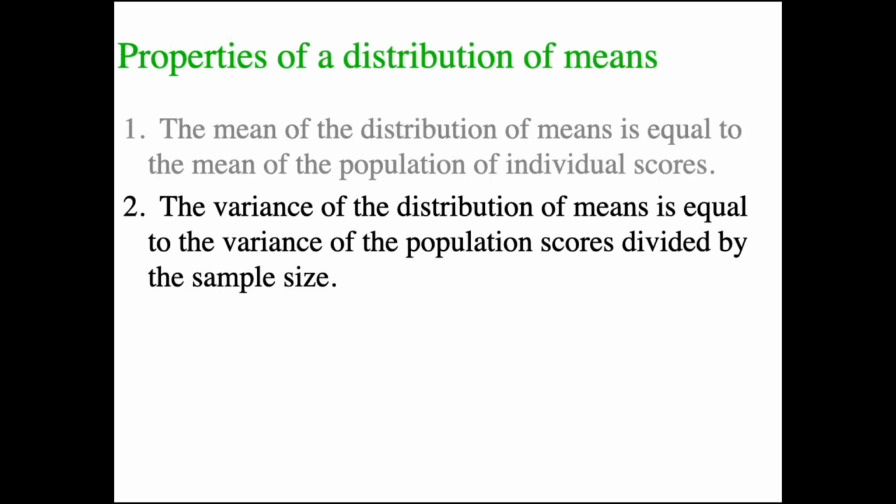A second property of a distribution of means is that the variance, the spread of the distribution of means, is equal to the variance of the population scores divided by the sample size. So if I know what the original population's variance is, and then I divide by the sample size that I use to create this distribution of the means, I will now have the variance of the distribution of the means.